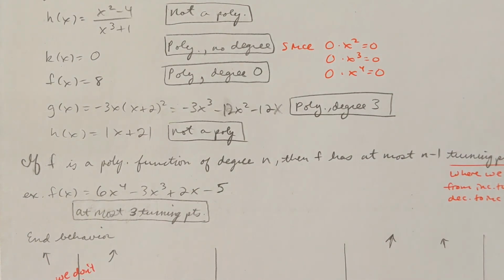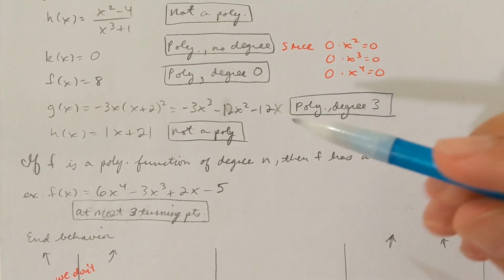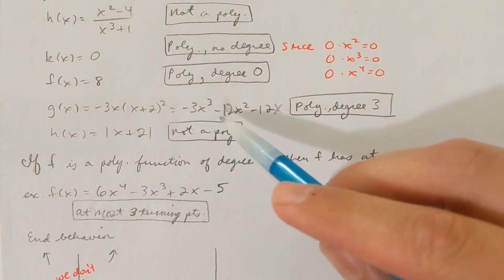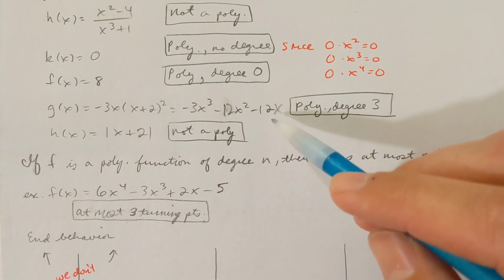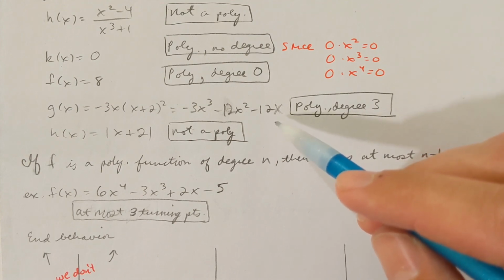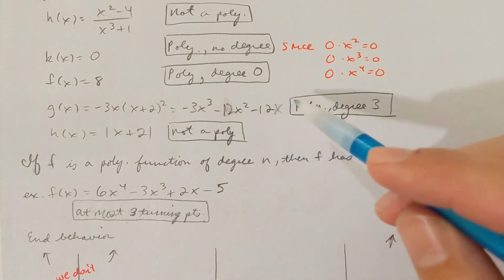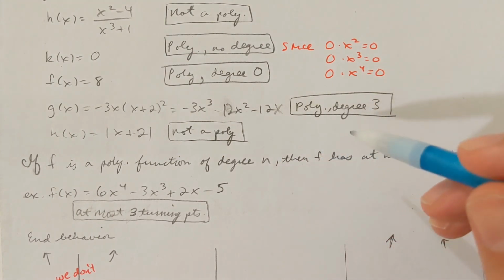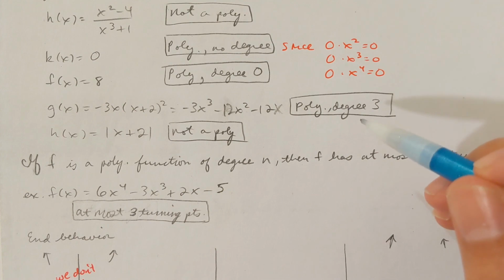So this is a polynomial, excuse me, of degree 3. The degree is the largest power of x that we see, and negative 3, negative 12, and negative 12, those are real numbers. So both conditions are satisfied. 3, 2, and 1 are whole numbers. This is a degree 3 polynomial.